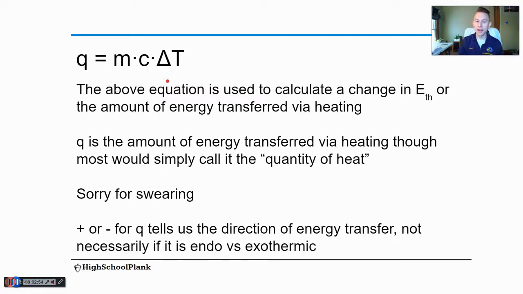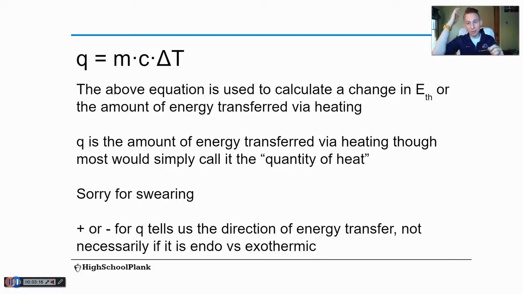A plus or minus for Q tells us the direction of energy transfer. It does not necessarily tell us if the process is endo or exothermic. And again, your perspective matters. If your perspective is from the system and the Q sign is negative, that means that energy is leaving the system.